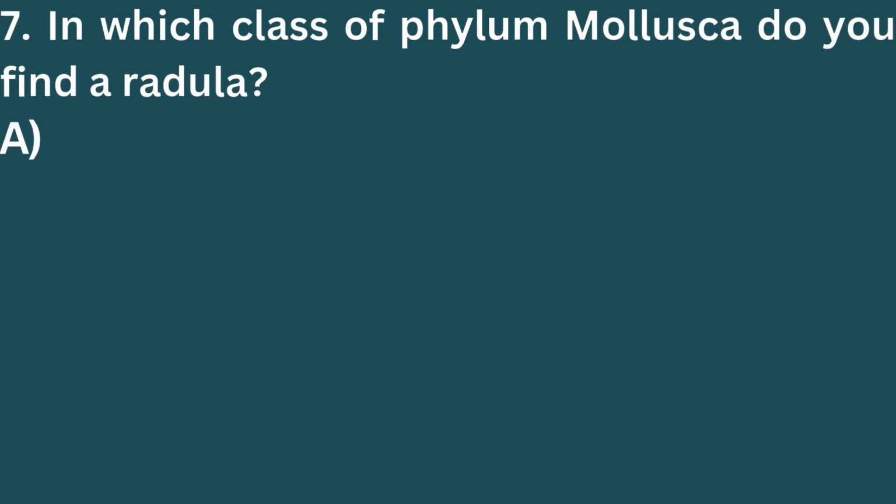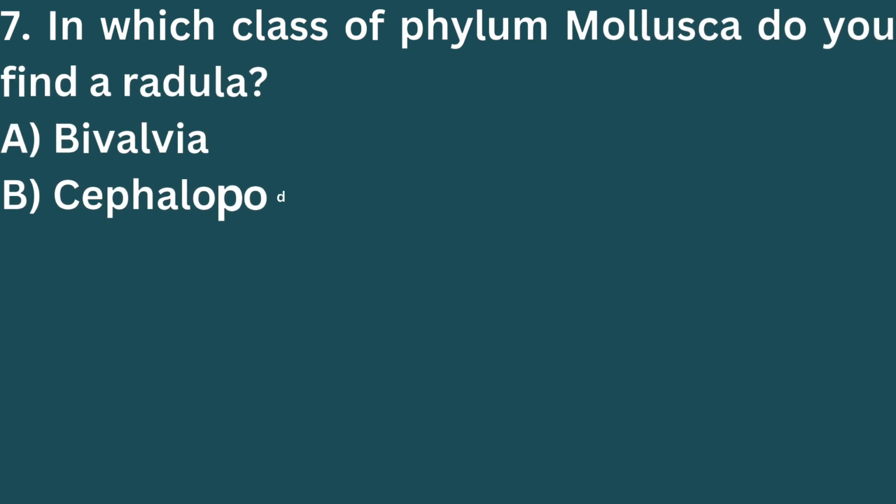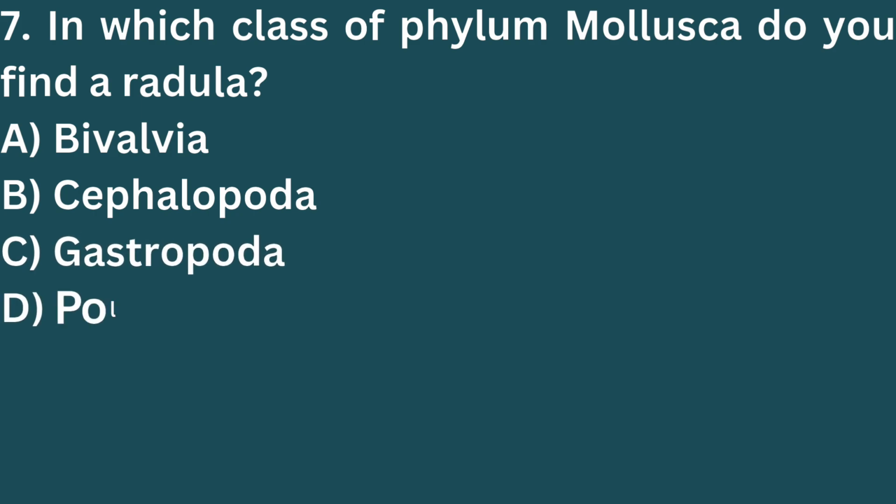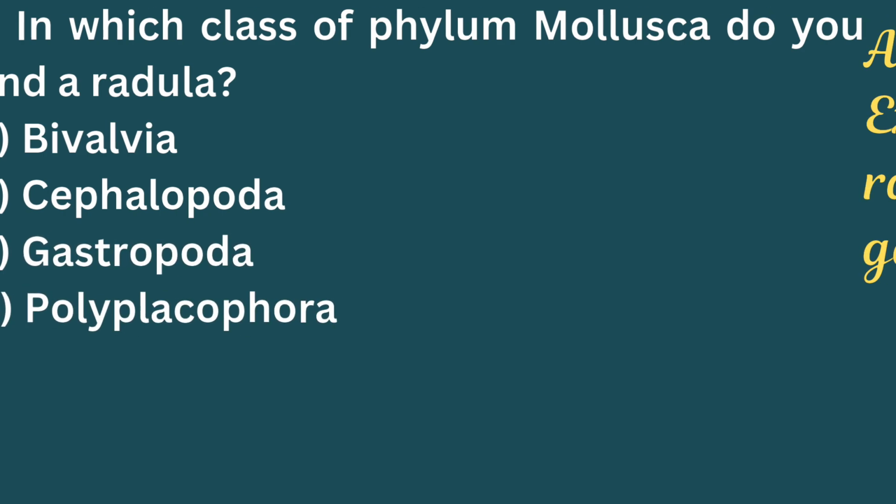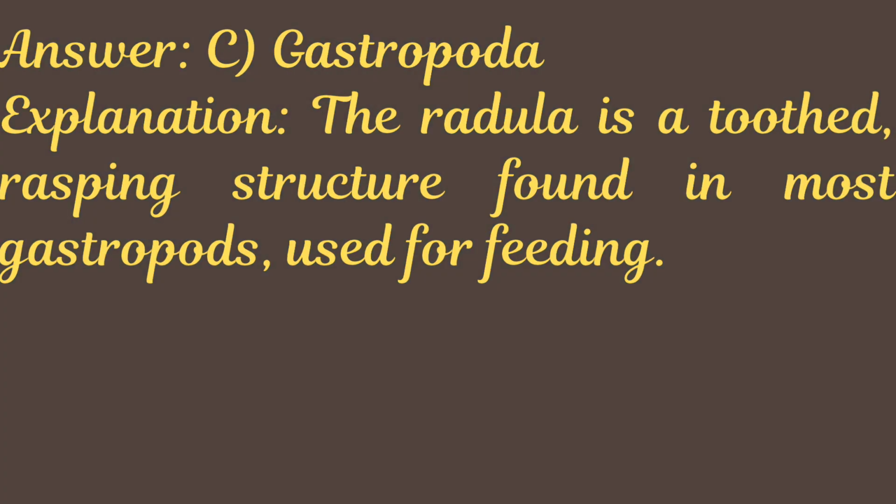7. In which class of phylum Mollusca do you find a radula? A. Bivalvia. B. Cephalopoda. C. Gastropoda. D. Polyplacophora. Answer: C. Gastropoda. Explanation: The radula is a toothed, rasping structure found in most gastropods, used for feeding.